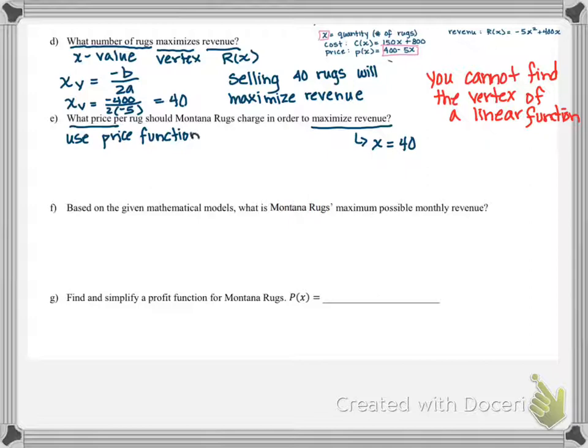And I'm told that I'm maximizing revenue. That doesn't mean that I have to find an X value again. That tells me that my X value is 40 because we've already maximized the revenue, figured out that the only quantity that will do that is 40. So we're going to do P of 40, which is 400 minus 5 times 40, which is 200.